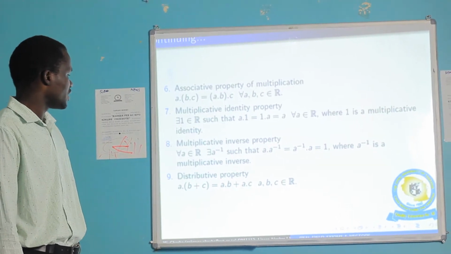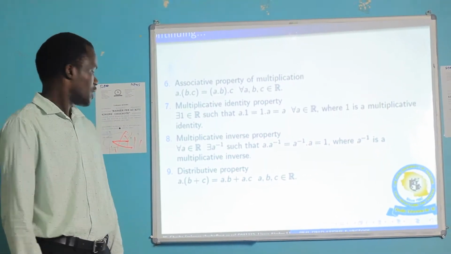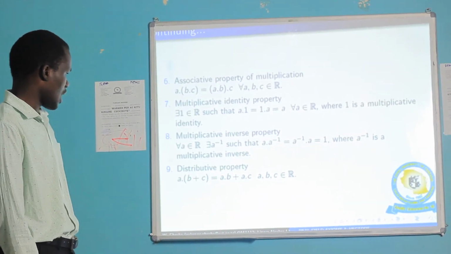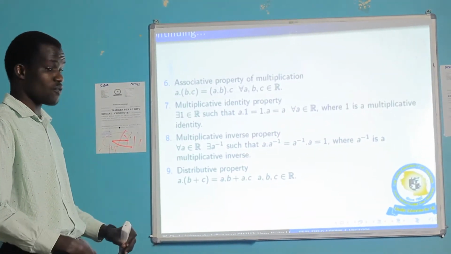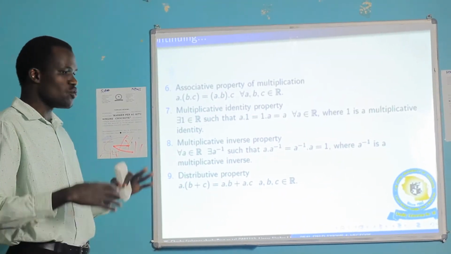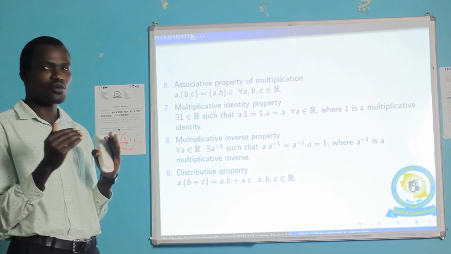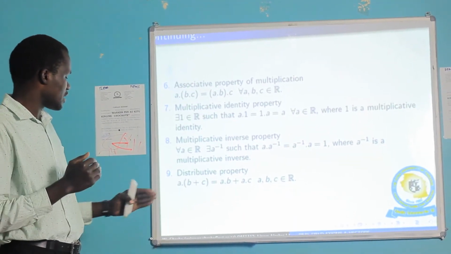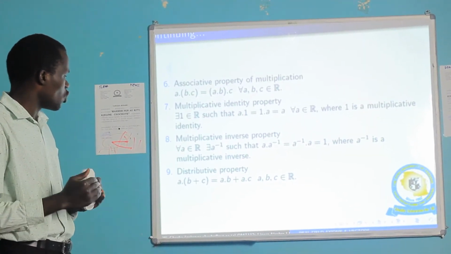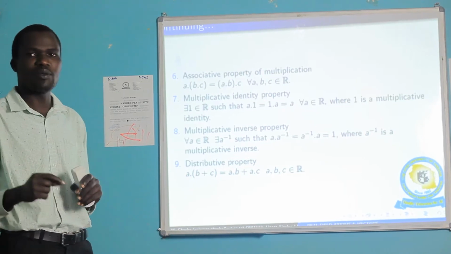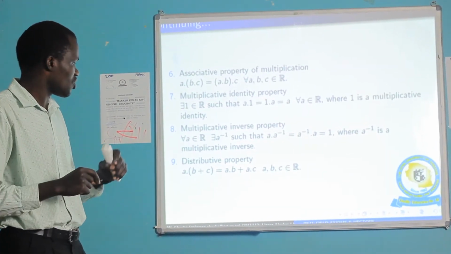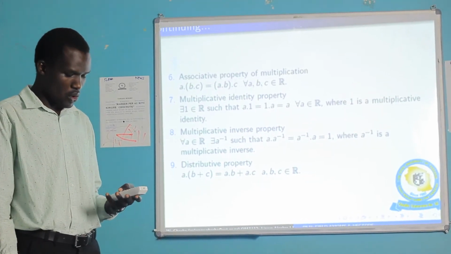Lastly, we have the distributive property. Distributive property is the property that if you have 1 real number, let's call it A, and then you add 2 real numbers, let's call them B and C, as I have shown here, then this is equal to A times B plus A times C, for all real numbers.